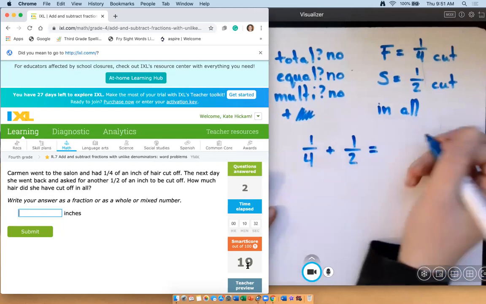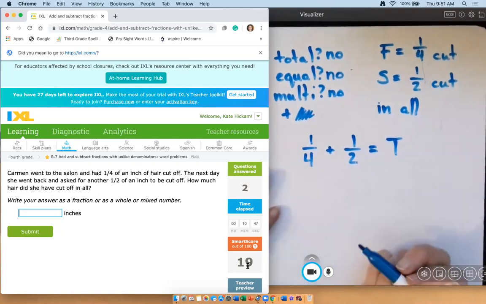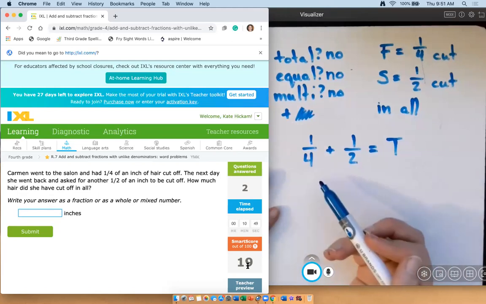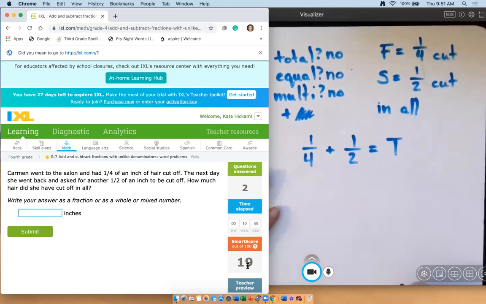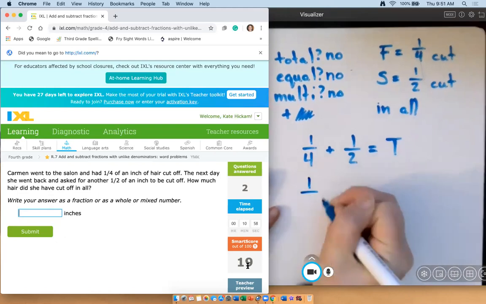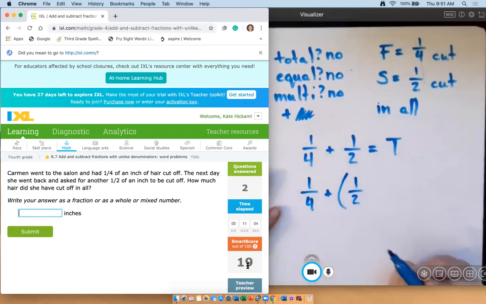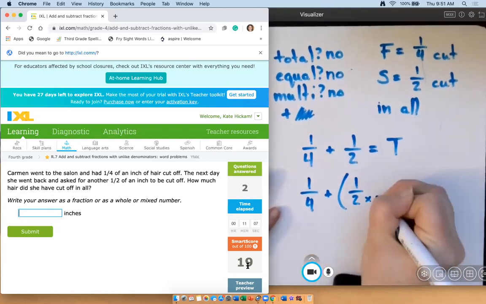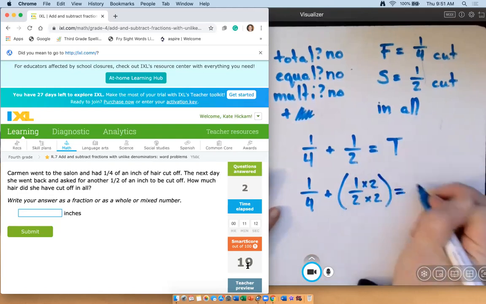Now, it says write our answer as a fraction or as a whole or mixed number. So we're going to see what we end up with because you guys know how to convert fractions. So first I need to add these up, but I don't have a common denominator, so I have to fix that. I look and see if my smallest number goes into my biggest evenly. It does. So I'm going to have 1/4 plus 1/2. What do I have to do to 2 to make it equal 4? I have to times it by 2. Whatever I do to the bottom, I do to the top. And that's going to equal my total.